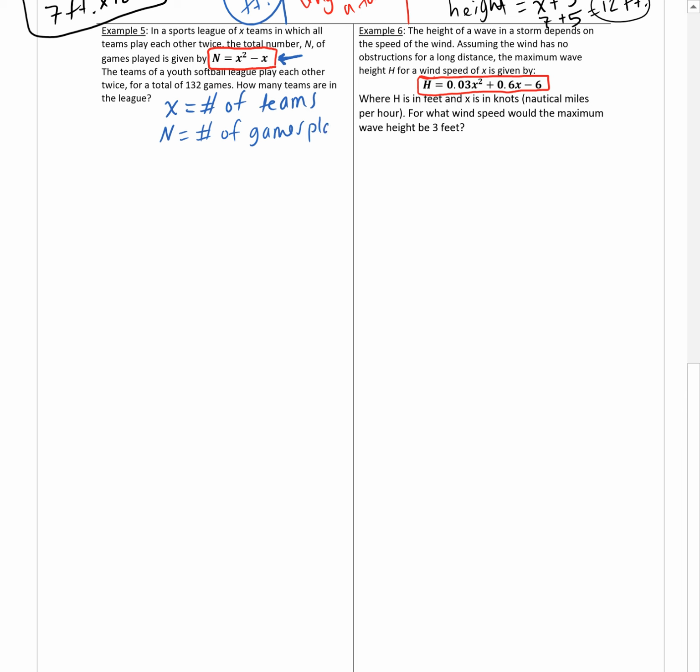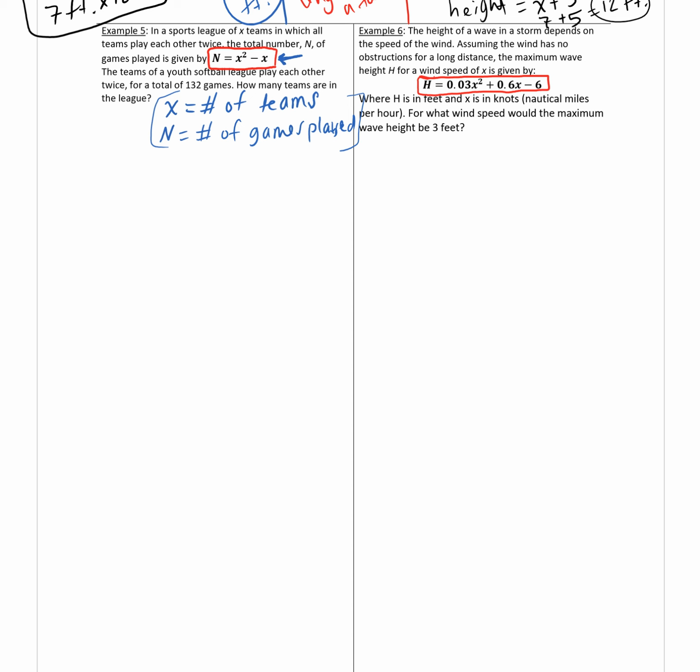Okay, that's kind of tricky because x and n represent the number of something. You just got to keep track of which one's which. X is the number of teams and n is the number of games played. It's a little bit tricky, but keep that in your mind or write it down so you don't forget. If you have a terrible memory like me, you're going to want to write it down. Alright, what do they say now? The teams of a youth softball league play each other twice for a total of 132 games. How many teams are in the league?